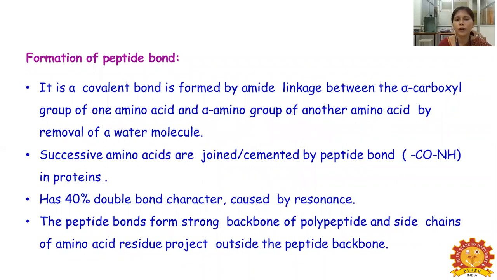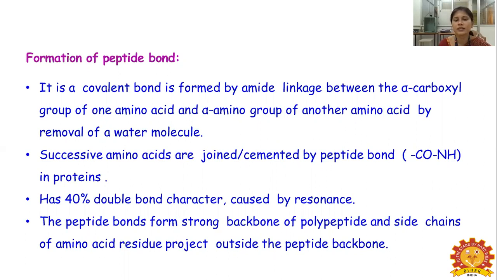So now amino acids are over. Next we will go to protein structure. First we have the formation of peptides. When 2 amino acids join, we get a peptide. So first we have to learn the formation of the peptide bond. A peptide bond is a type of covalent bond formed by an amide linkage. Amide linkage means CONH. It is a CONH linkage between the alpha carboxyl group of one amino acid and the alpha amino group of the next amino acid.